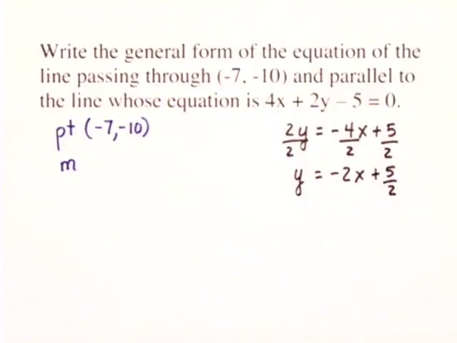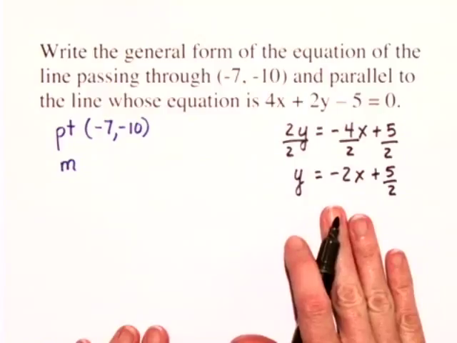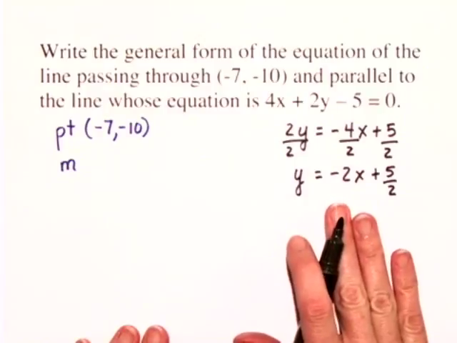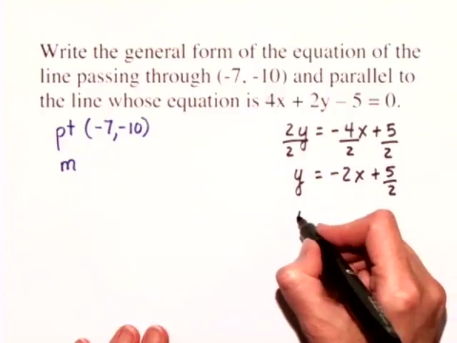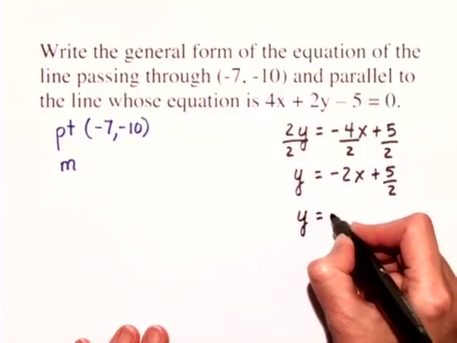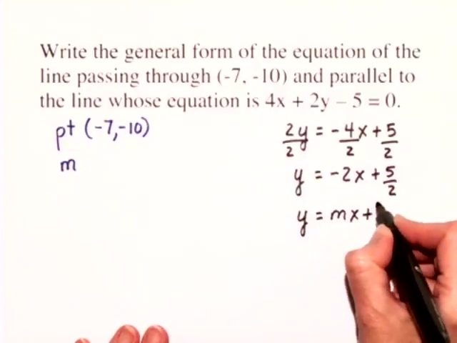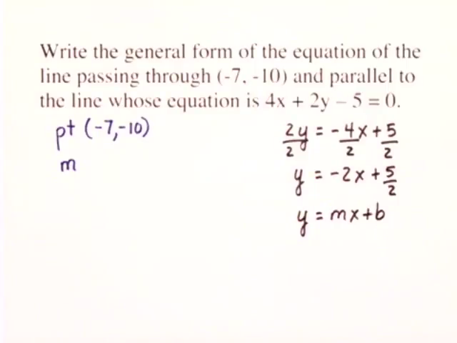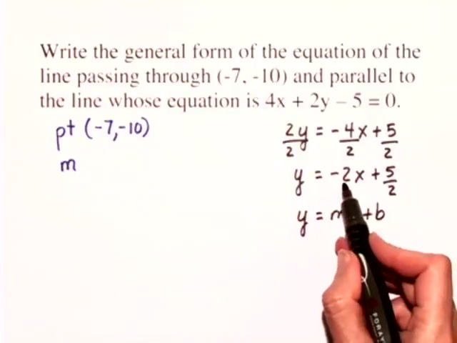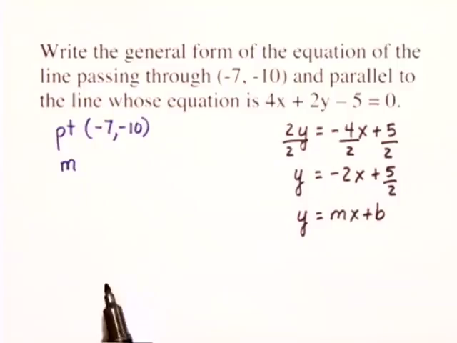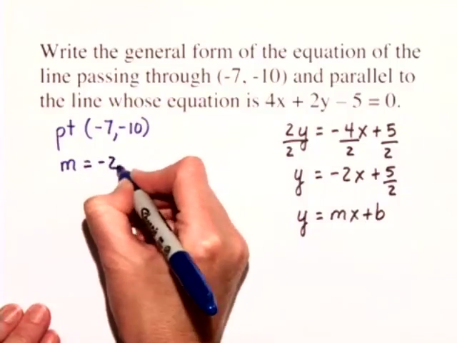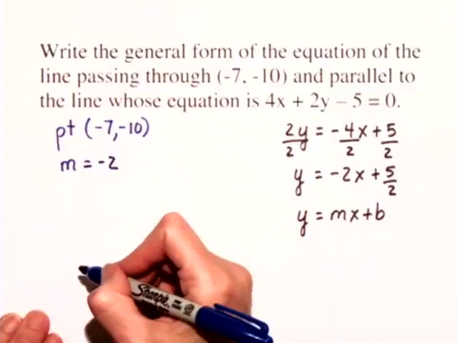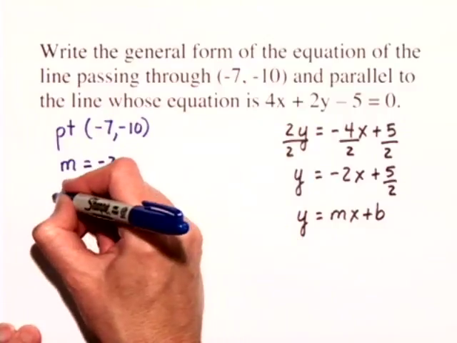So, since we want our line to be parallel to this other line, we'll simply use the slope of this other line. Since this other line is in the form y = mx + b, we can just see that the slope of this other line is -2, and we'll use that same slope. And now we'll use the point-slope form to come up with the equation of our line.